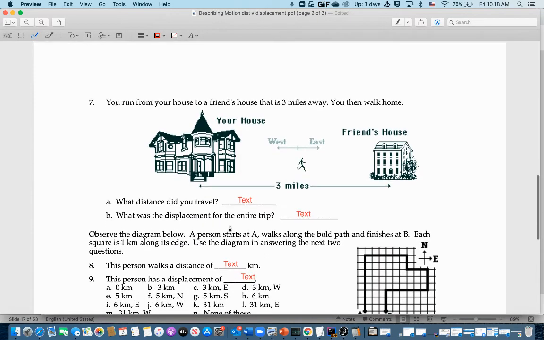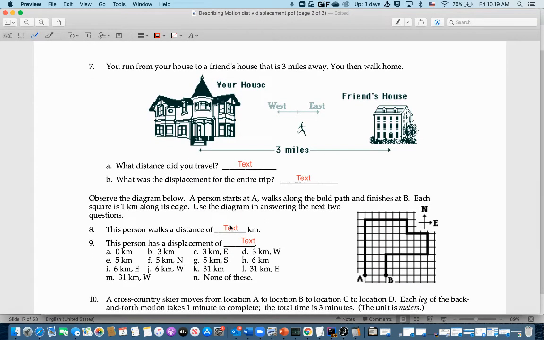Let's go ahead and look at this one. Question 7. You run from your house to a friend's house that is 3 miles away, and then you walk home. So you are going to a friend's house, 3 miles here. You stay for a little while, and then you go back home. What distance did you travel? So I went 3 miles, and then I went another 3 miles. Remember, distance is equal to my total path. So my total path here should be just 6 miles.